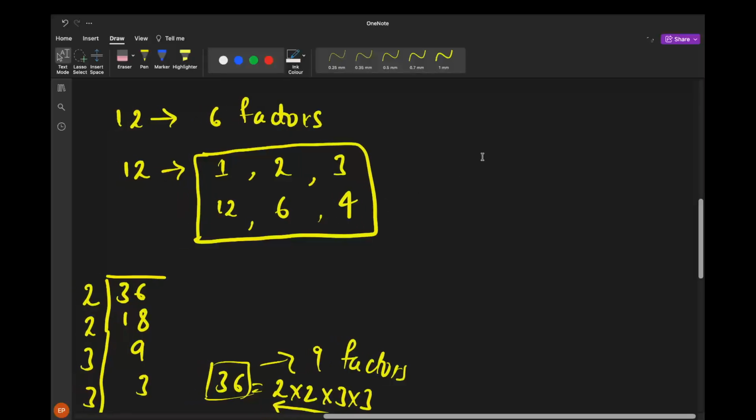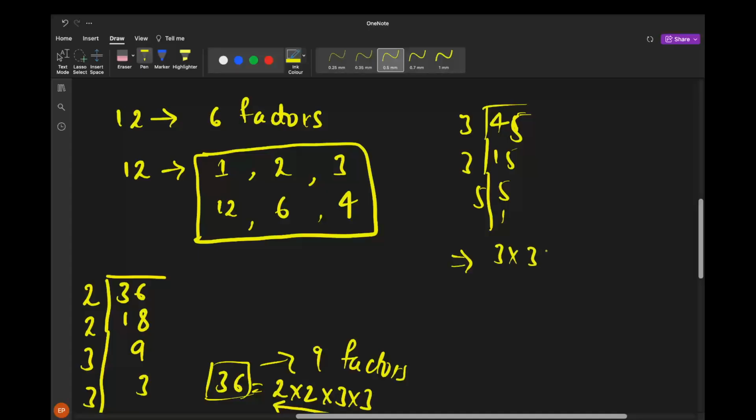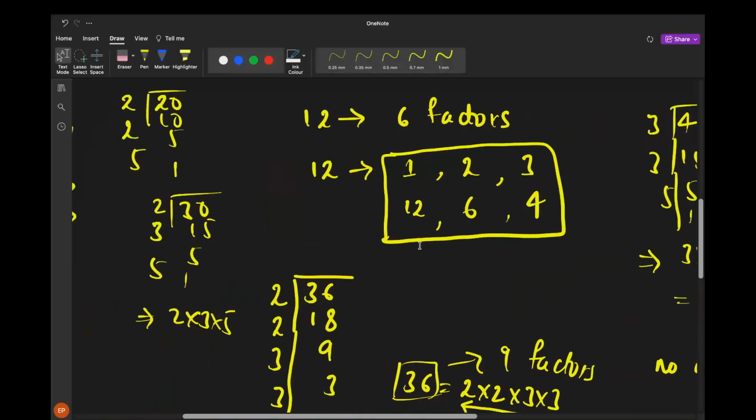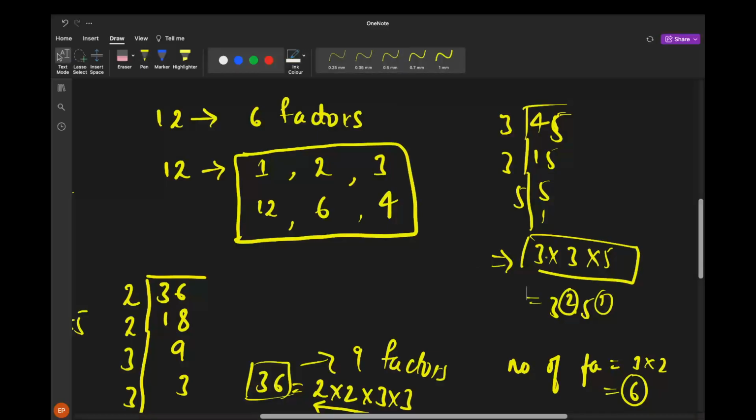Right, for 45. We'll start with 3 because it's not an even number. 3 15s are, 3 5s are, 5 1s are. So 45 can be written as 3 into 3 into 5, or 3 square into 5 power 1. And we can find the number of factors also, which is just increment both by 1 and multiply. 3 into 2, 2 plus 1 will become 3, 1 plus 1 will become 2, 3 2s are 6, total 6 factors are there. This is the prime factorization.